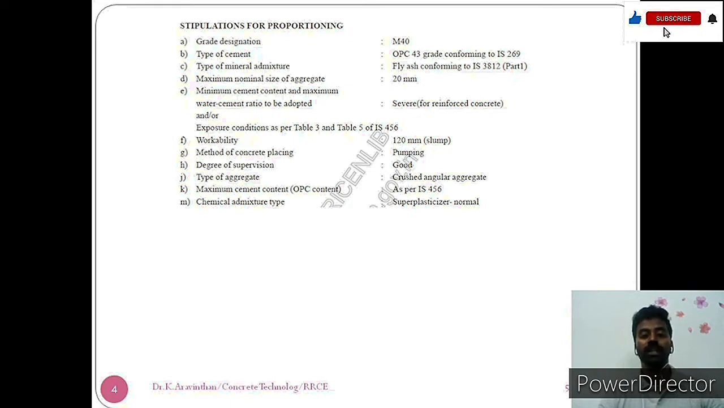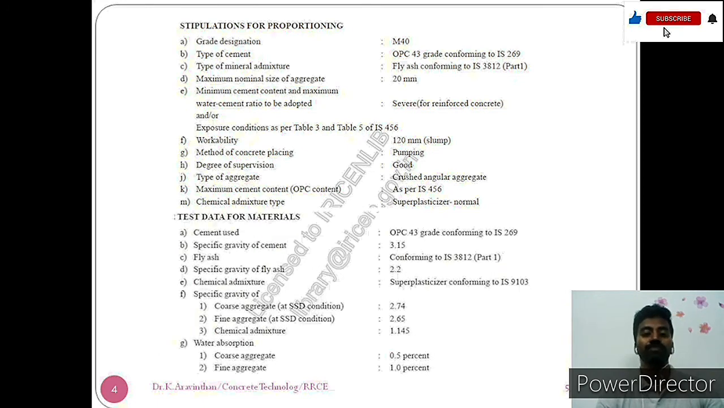And the chemical admixture here is a super plasticizer, which is normal. There are different types of plasticizer. Here it is indicated as a normal super plasticizer. And after getting this data, the materials specification is given. So cement is conforming to OPC 43 grade and its specific gravity. Here the specific gravity of all the ingredients is important.